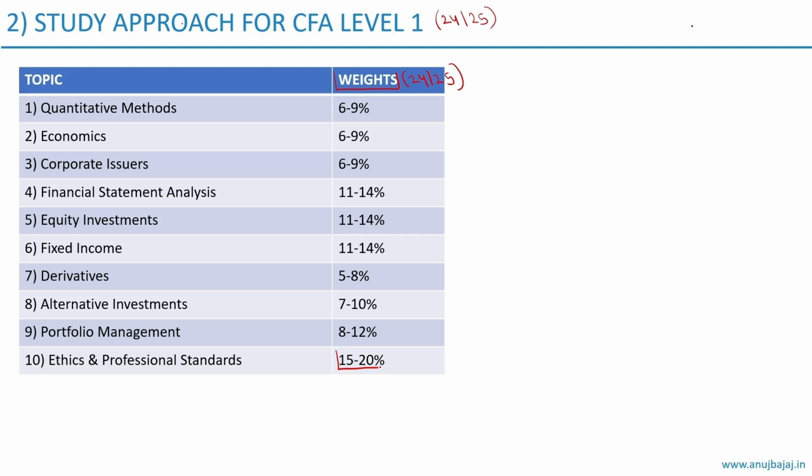Ethics and professional standards carry the most weight, followed by financial statement analysis, equity investment, and fixed income. Having said that, you also need to perform well on the remaining learning modules as well. You simply cannot ignore these learning modules. And I feel that ethics and professional standards is the most scoring subject because against the weight it carries, the chapters that this subject has are only 3 chapters.